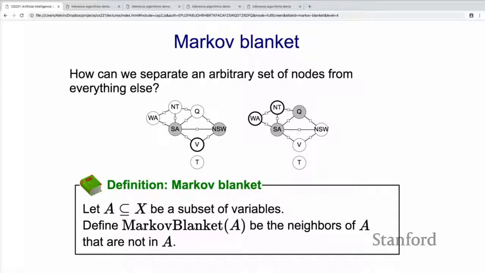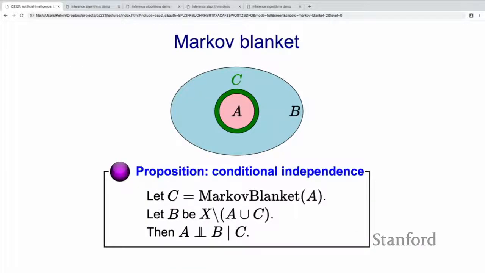And this leads to a more general notion, which we'll call the Markov blanket. The Markov blanket, in intuitive terms, is the set of nodes you have to destroy to make a certain set of nodes an island. So the Markov blanket of A, you can define as all the neighbors of A that are not in A, which intuitively is the boundary, the minimal set of things you can use to cut off A from the rest of the world. Here's a picture of that. So there's A, the Markov blanket is C, and the rest of the variables is B.